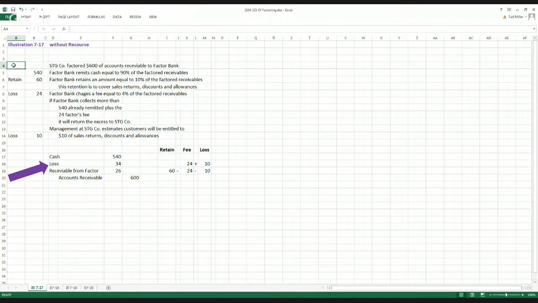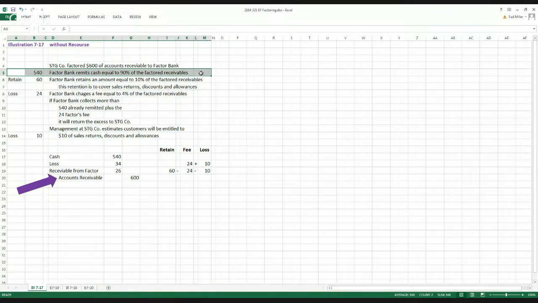We're going to start off with illustration 17 if you want to follow along in the book. In this case, STG, that's us, we factored $600 of accounts receivable to Factor Bank. Now notice we're going to sell the receivables. We receive cash and we take the receivables off the books. Why? Because we're selling them. We're going to get less cash than the face value of the receivables, so we're going to have a loss, because we're going to get less than the $600 worth of receivables.